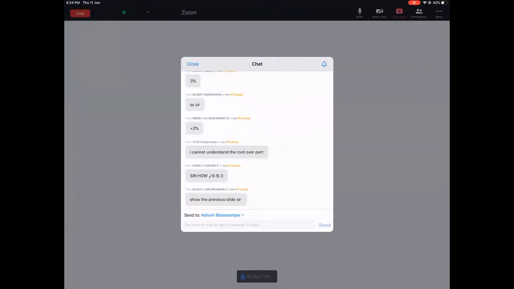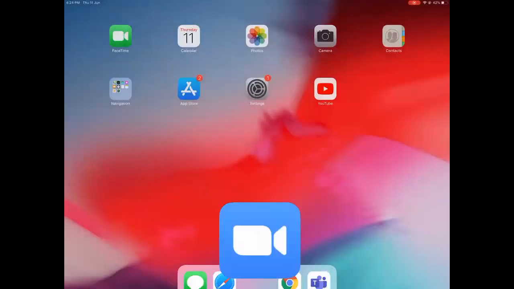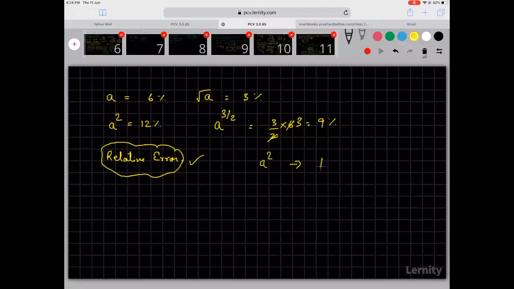Root over 6, I am not saying root over 6, it is half because of the exponent. I explained to you, when it was a square, what did we do? 1 plus error whole squared. So that is equal to 1 squared plus 2 times error plus error squared. Error squared is small. So it is being multiplied 2 times. In the same way, if it is a power half, it will be multiplied half times. Okay, so that is how you are getting it.